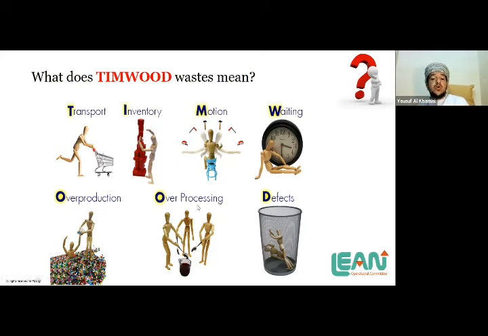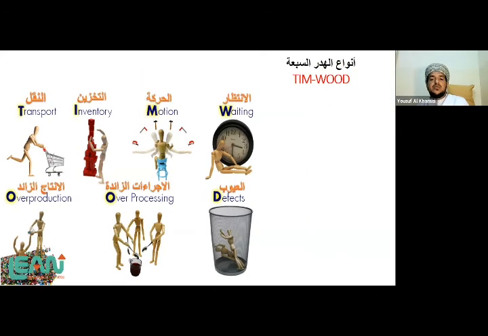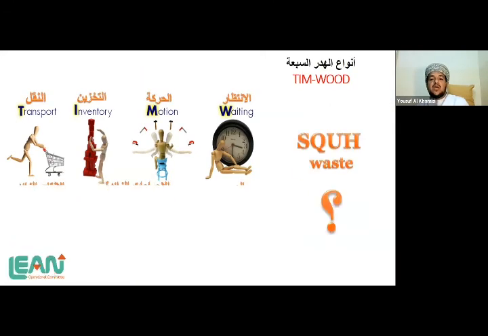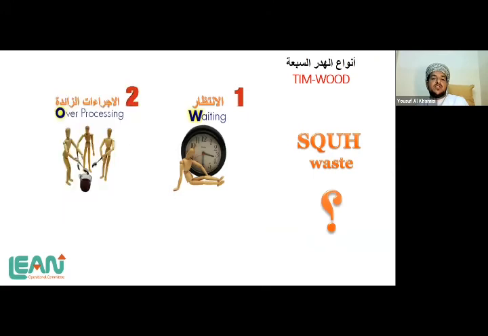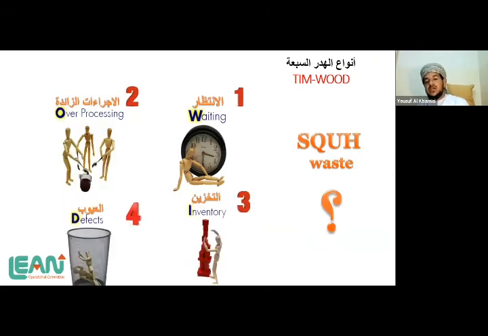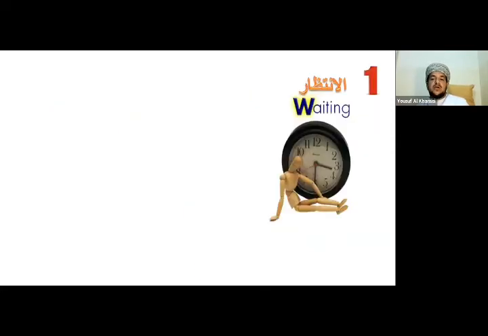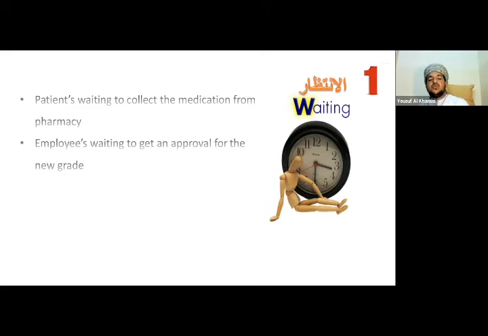Overproduction, overprocessing, and defects. We have defects in terms of errors happening in the hospital. Okay, so in our hospital, if we can prioritize, waiting could be in place number 1, overprocessing in place 2, inventory in the 3rd place, and defects or errors in 4th place. Okay, we have some examples. Waiting: patients waiting to collect their medication from the pharmacy, as I have mentioned. Employees waiting to get approval for their new grade.